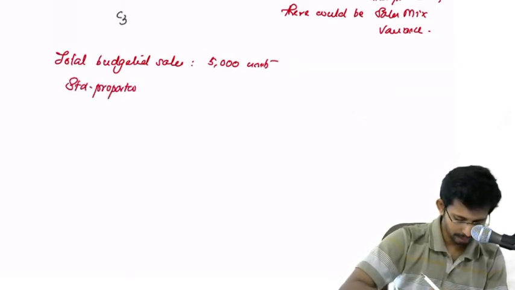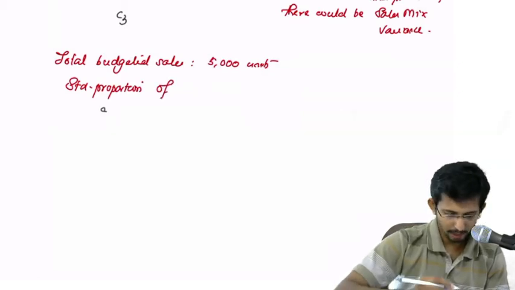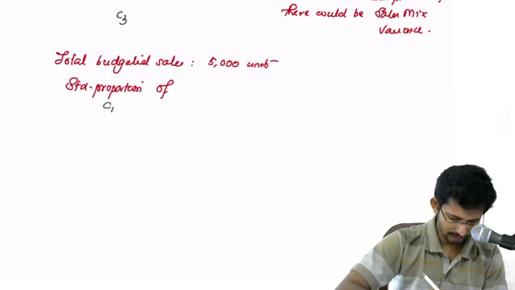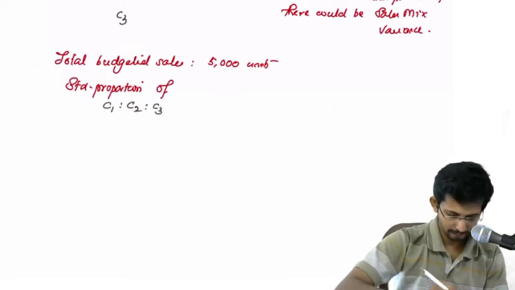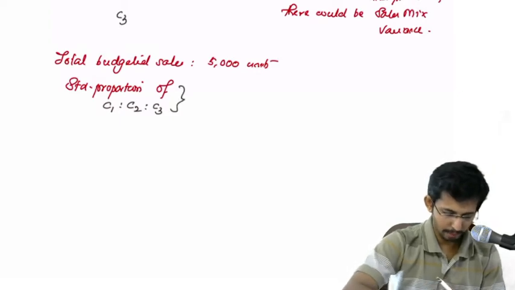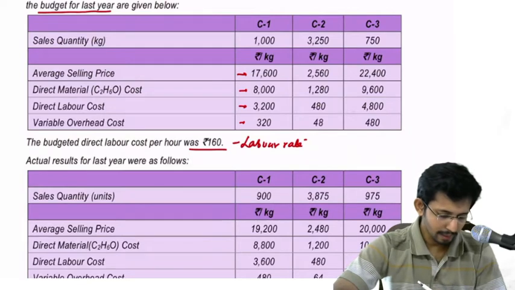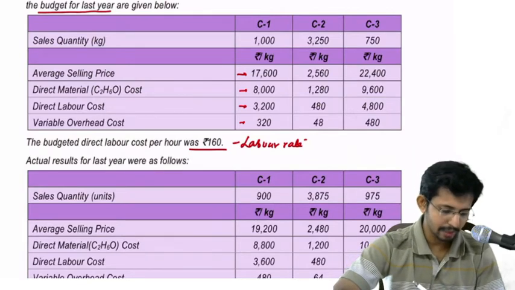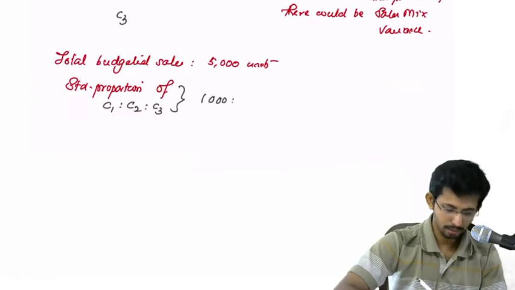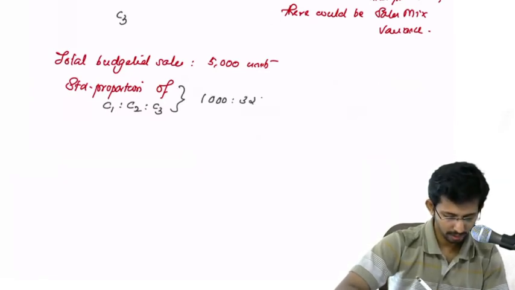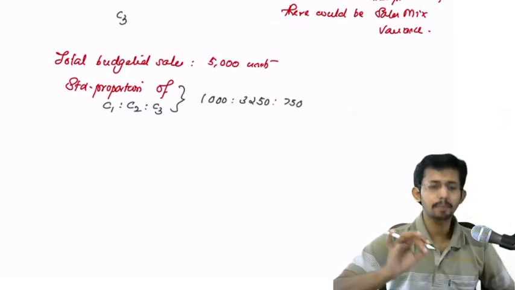And is there any standard proportion? Standard proportion of what? C1 is to C2 is to C3. What is the standard proportion? The standard proportion is 1000 is to 3250 is to 750. Okay, I am writing that proportion.